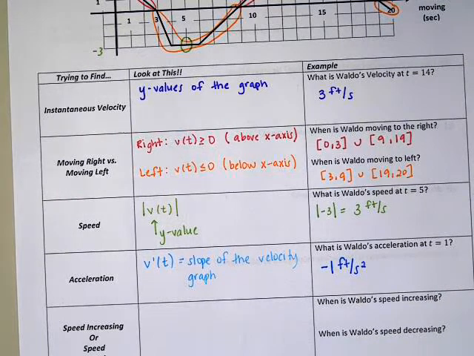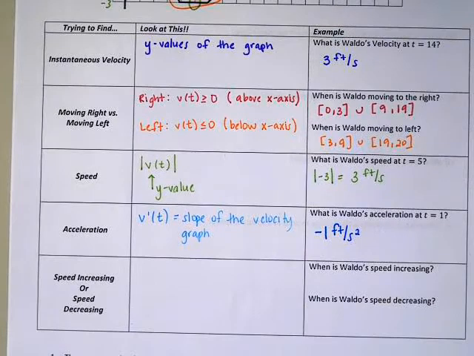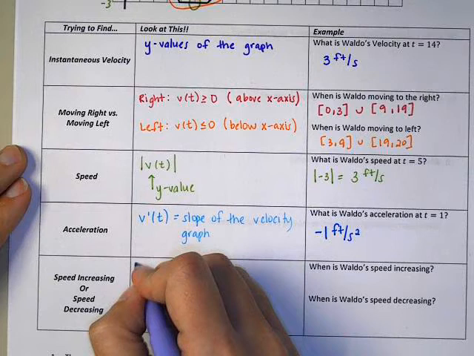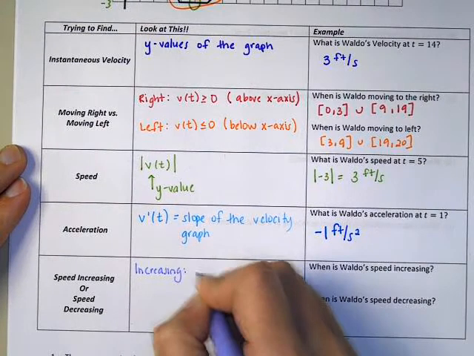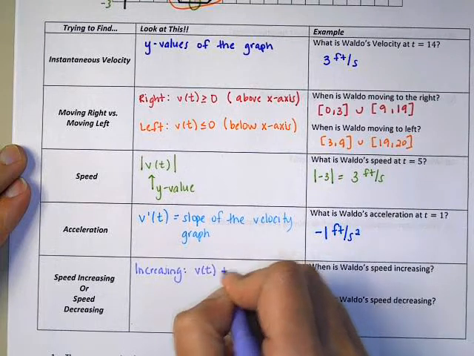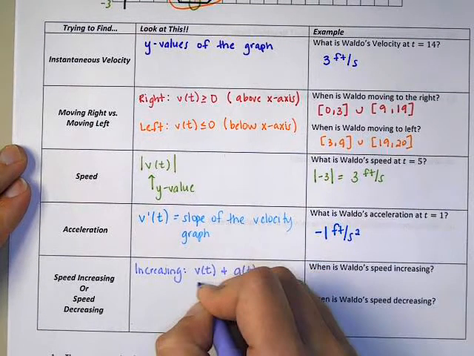Finally, we are sometimes asked to look at whether our speed is increasing or our speed is decreasing. Speed increasing means both velocity and acceleration have the same signs.